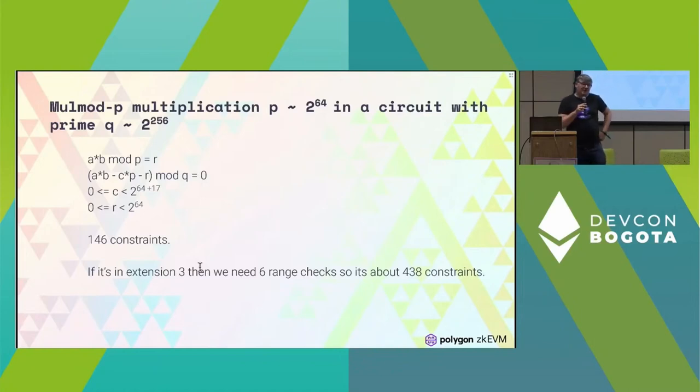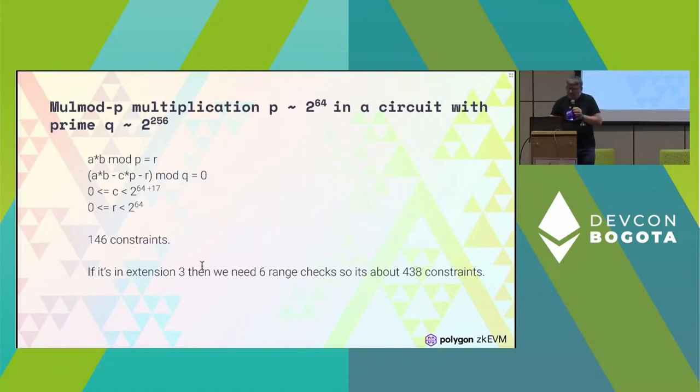The FRI, and this is one thing that's specific to FRI: Goldilocks is a very small prime field. So once you work with a random number, you cannot work with the base field because it's very small. So you need to work with extension fields. In our case, we're working with an extension 3 of the Goldilocks. That means that doing a multiplication in the extension field 3 is 438 constraints, which is a lot compared to 1, but it's not that much.